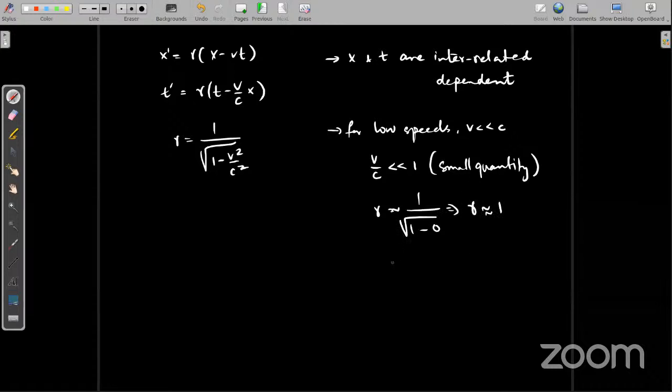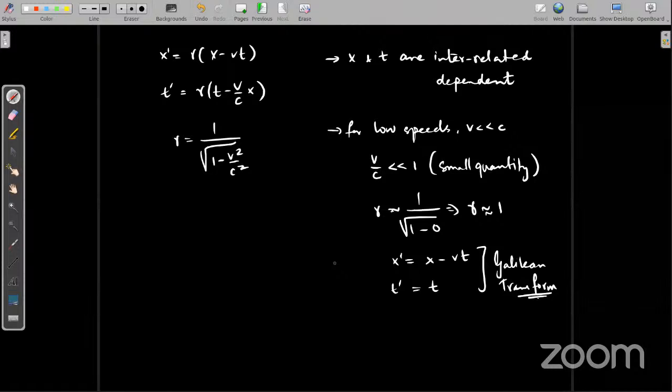And when gamma becomes 1, my x prime just reduces to x minus vt. And in t prime, this just reduces to t. Why? Because my v over c is a negligible quantity again. It's a very small quantity, so I can neglect it. So we get back our Galilean transformations, or Galilean relativity equations. These are the things that you can deduce out of these equations. So that brings us to an end of Lorentz transformations. If there are any questions, go ahead.